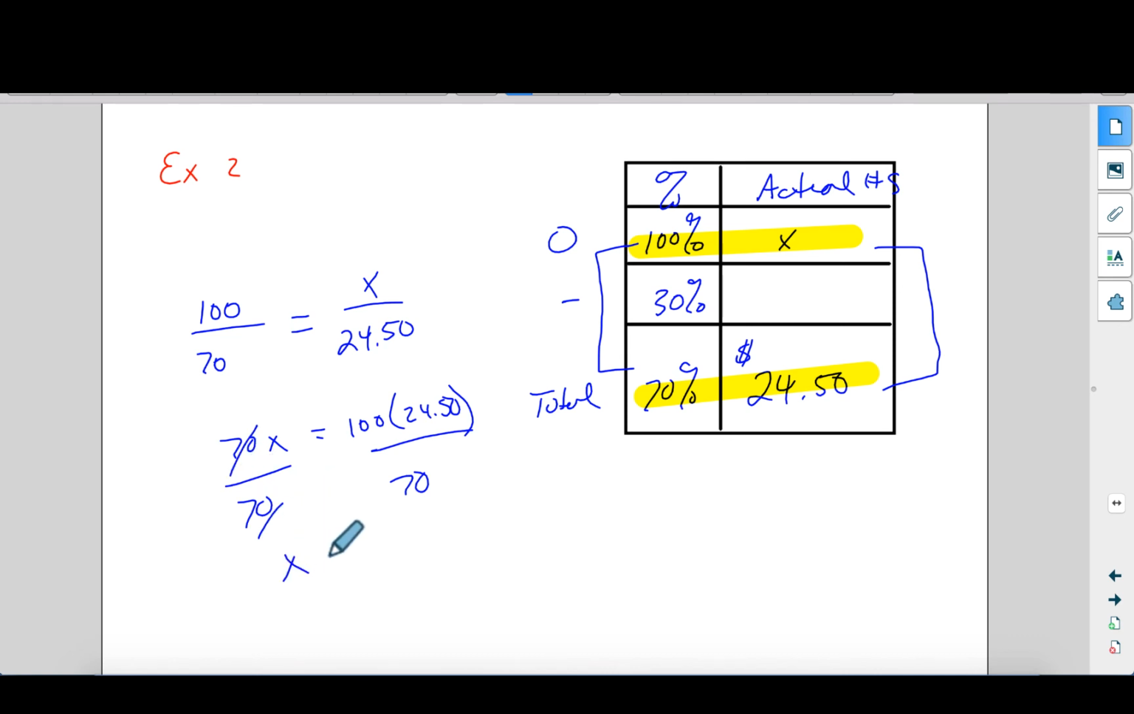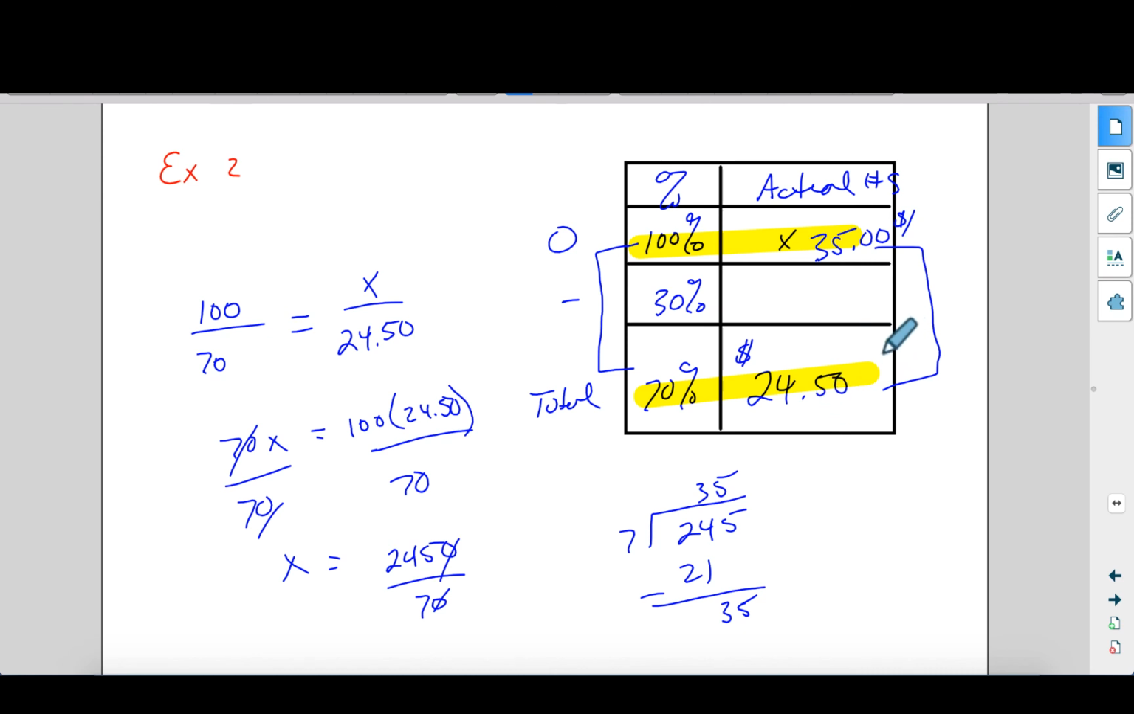If I do that, I have x equals, and then I can combine this, right? $24.50 times 100 is 2,450 over 70. And then I can do this division problem. I can even shorten this, cancel off the zeros, and really 7 divided into 245. I can do this quickly. 21, 35, and that is of course 5. So I have 35. So my original price was $35.